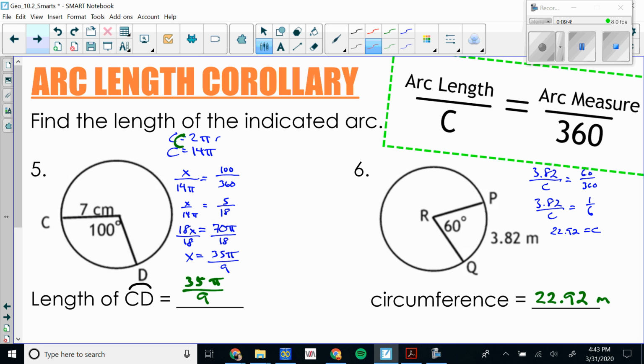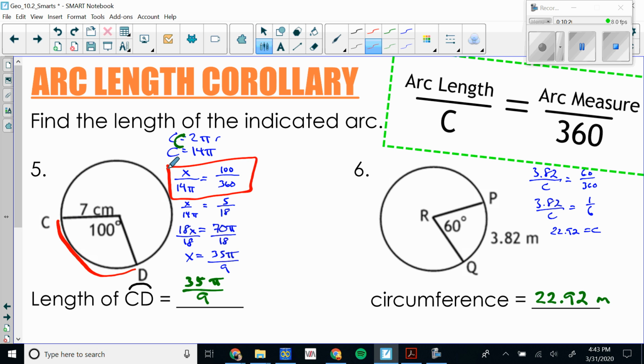says, let's see, same idea this time, we're looking for CD. So that's this arc length. Oh, a little wonky there. We end up with x over 14 pi equals 100 over 360. That's for our arc length formula. 100 over 360, you can divide each of those, I think by, what is it, 20? And I think you get 5 over 18.